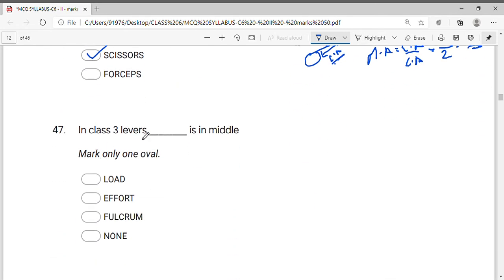In class 3 lever, the effort is in the middle. For example, a forcep. So forcep is something like this. You hold it over here, or sugar tongs. You pick the sugar, you keep it over here. You put your effort over here. The fulcrum is over here. So what is in the middle? Your effort is in the middle.